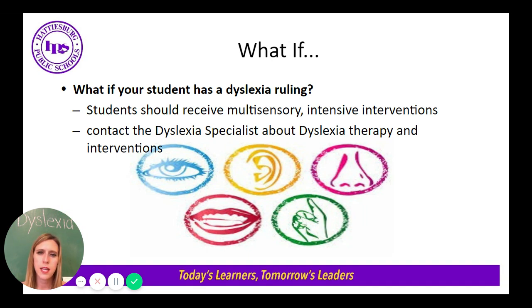An official ruling has to come from a licensed psychologist, psychometrist, or speech language pathologist, and it has to be a formal evaluation. That means it will go through the special education department, and it follows legal procedures and processes. So if your student does have a ruling of dyslexia, they should be receiving dyslexia therapy, which is a multisensory, intensive, systematic approach to learning.